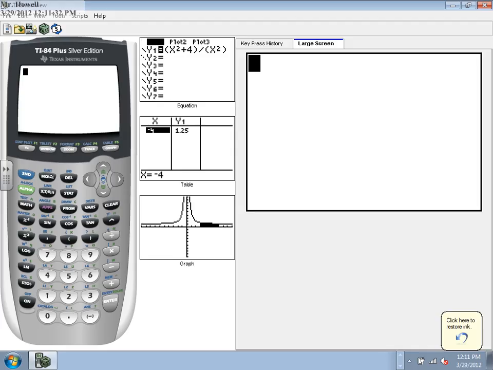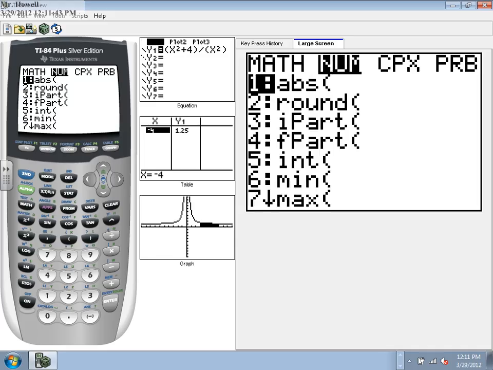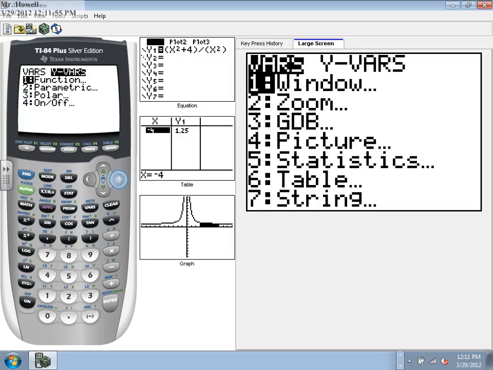4.761. Now, another way to do this, by the way, without even going to the graph, if you want to see it for the other people: math, over to numerical integration, hit enter. What function am I integrating? y1. Vars, over to y vars, enter, enter.